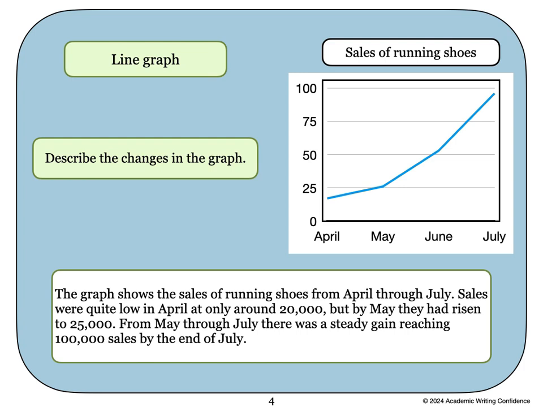You can see that we've written one sentence that introduces the information that is shown in the chart. We've also used vocabulary such as had risen or steady gain. These are the type of vocabulary words that you will use to describe the graphs.